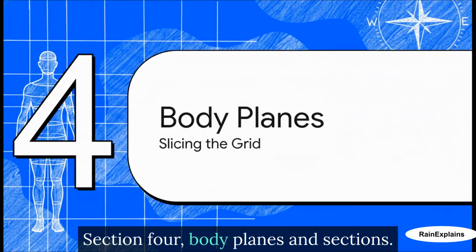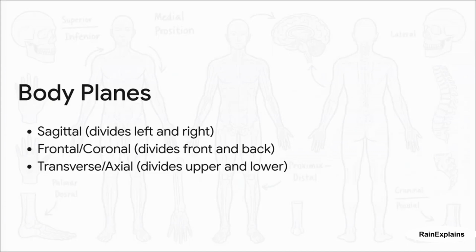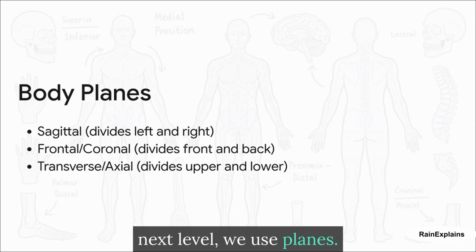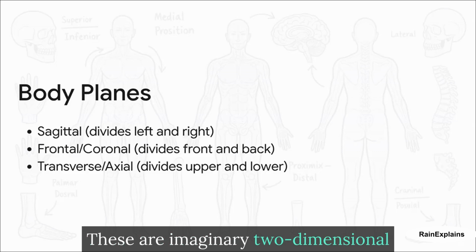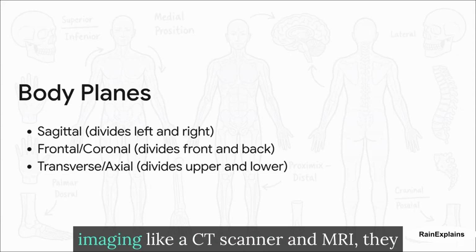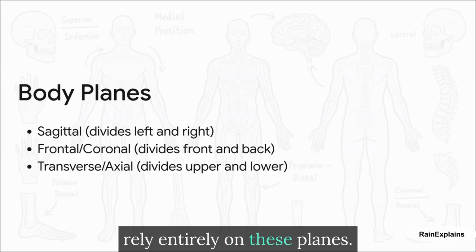Section 4, body planes and sections. To take our mapping capabilities to the next level, we use planes. These are imaginary two-dimensional surfaces that pass right through the body. If you've ever seen modern medical imaging, like a CT scan or an MRI, they rely entirely on these planes.